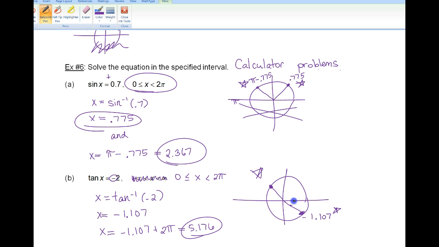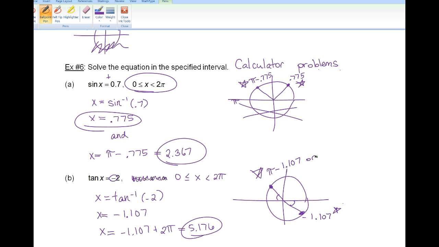These two angles here and here have to be the same. Do you agree with that? They have to be the same distance away from the x-axis. So you could do pi minus 1.107, or you could take this answer and subtract pi. Because this is equivalent to 5.176. If I went backwards pi units, I'd get this one.